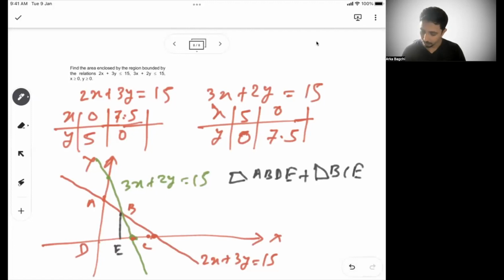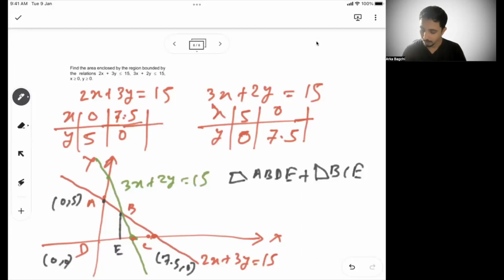Now for that, I need to know, if I know all the coordinates. So A is 2x plus 3y equal to 15 when x equal to 0. So A is 0, comma 5, right? What is D? D is 0, comma 0. What is C? C is 7.5, comma 0.